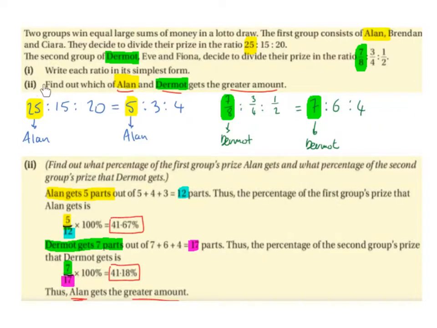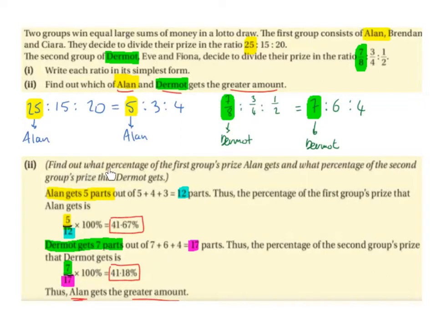Part 2. Find out which of Alan and Dermot gets the greater amount. So group 1 was in the ratio of 25 to 15 to 20. Since Alan was the first name mentioned and 25 was the first number mentioned, Alan gets 25 parts. We know that the 25 simplified to 5, so Alan gets 5 parts. In Dermot's group, the fractions, Dermot was the first name mentioned and 7/8 was the first number mentioned in the ratio. So Dermot gets 7/8, which we know simplified to 7.